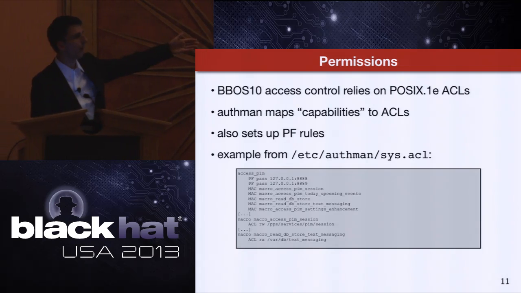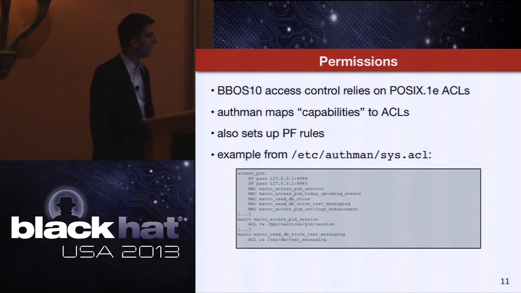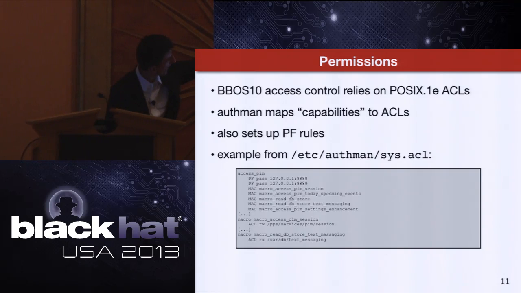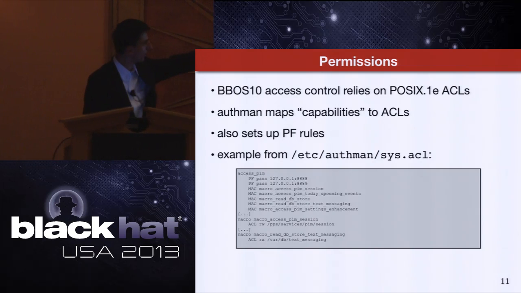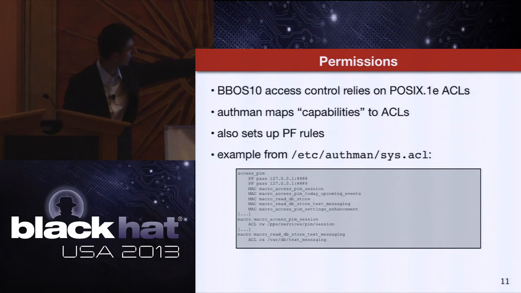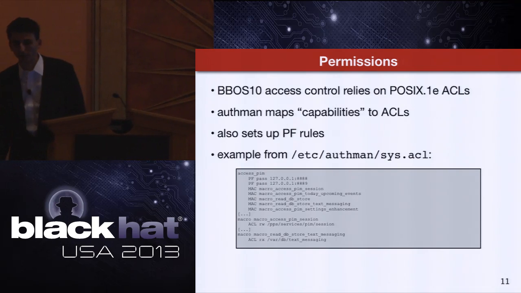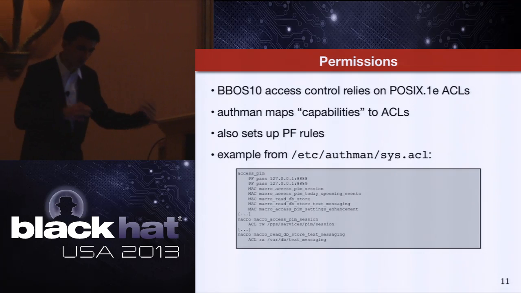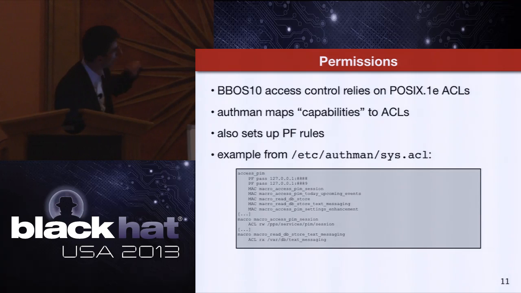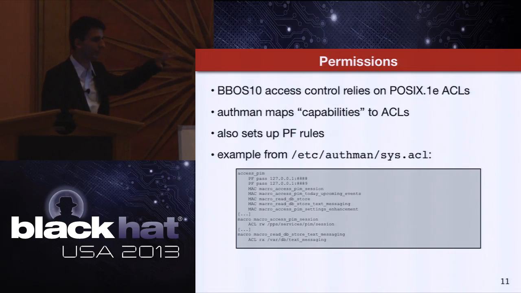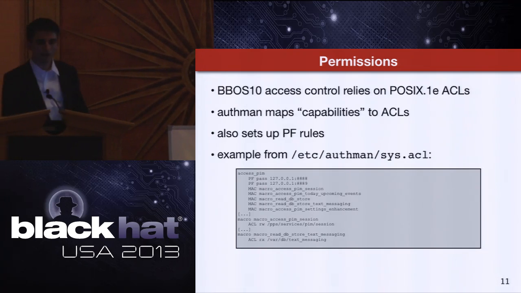So for instance, if you want access to the personal information manager, then you have this access PIM, right? And this gets expanded to these macros, some of which you see down here, and also to PF rules. So BlackBerry or QNX 8 integrates the OpenBSD packet filtering framework, and authman dynamically, if you give certain rights, will insert filtering rules according to these rights.